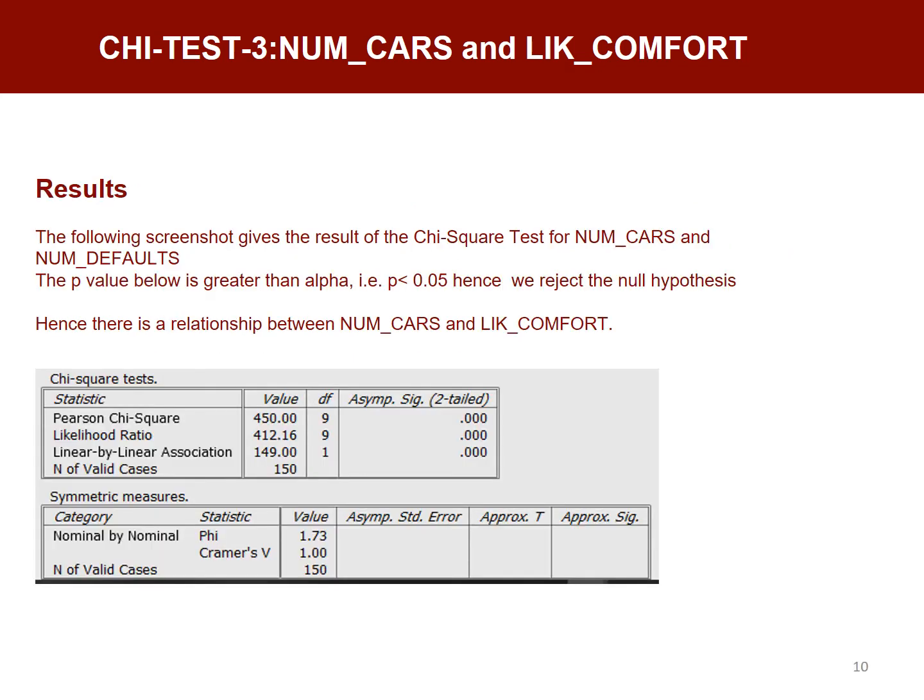The following screenshot gives the results of the chi-square test of the number of cards and comfort. The p-value below is less than the alpha. Hence, we reject the null hypothesis. Hence, there is a relationship between the number of cards and comfort.